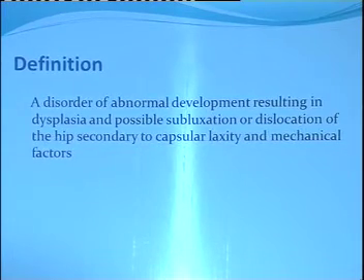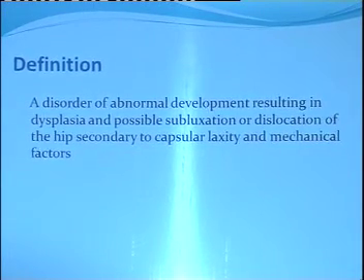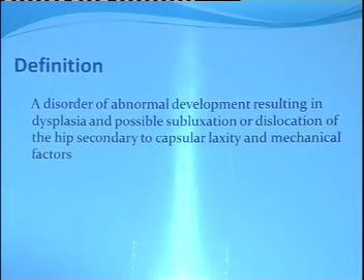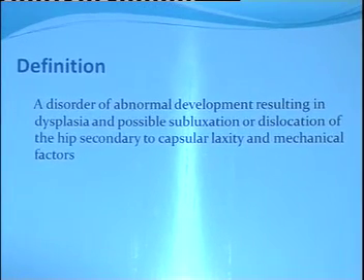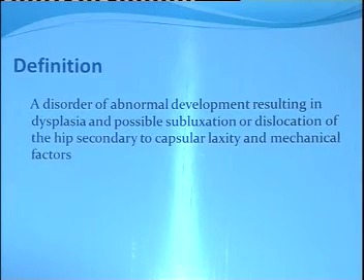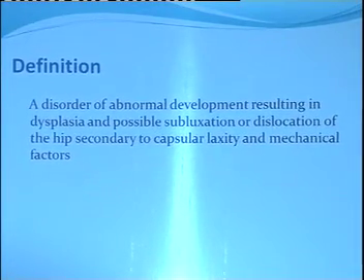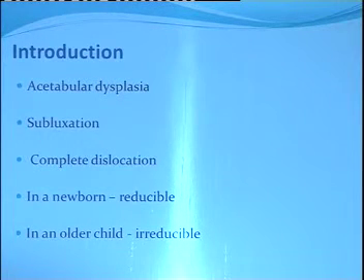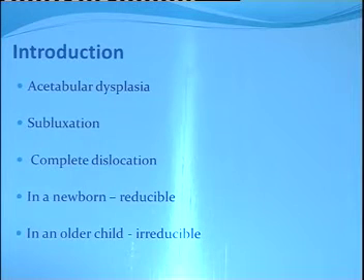This is a disorder of abnormal development resulting in dysplasia and possible subluxation or dislocation of the hip, secondary to capsular laxity and mechanical factors. Nowadays, it is called DDH, developmental dysplasia, not congenital dislocation of the hip, which was the older terminology, because it encompasses acetabular dysplasia, where there is simply a dysplasia only, and there may not be any dislocation or subluxation. There can be a subluxation, there can be complete dislocation.